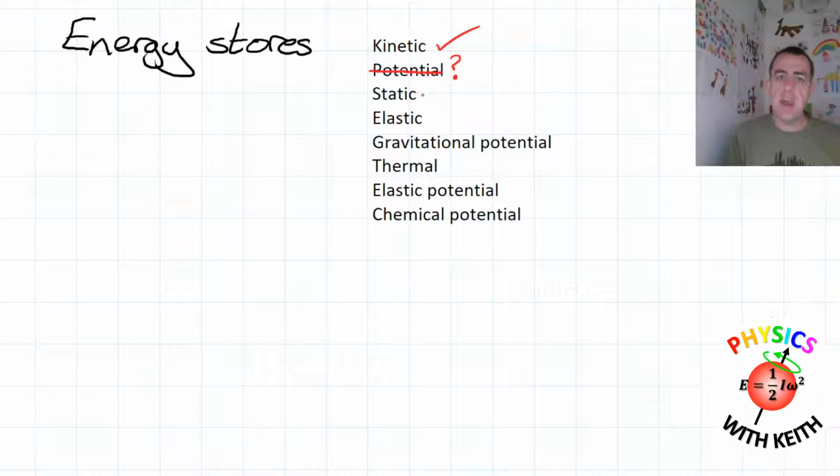Static energy, not quite. There is static electricity, but the word static just means not moving, and so we wouldn't talk about static energy. We wouldn't allow that. Elastic, again, that's a little bit vague. We tend to talk about elastic potential. So we've already got elastic potential on the list. I'll take out elastic. It's good, but it's not as good as elastic potential.